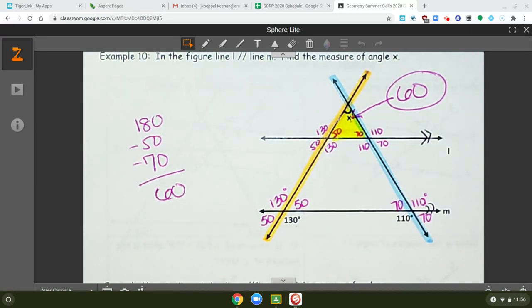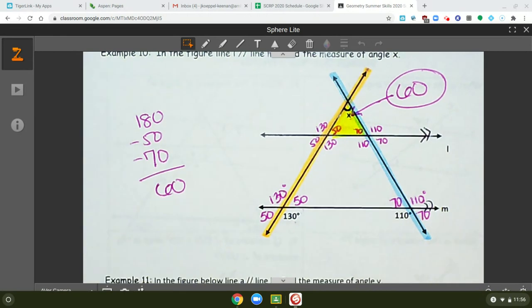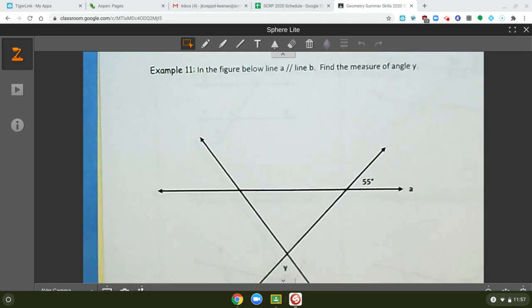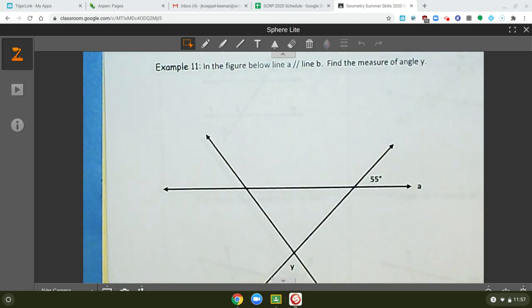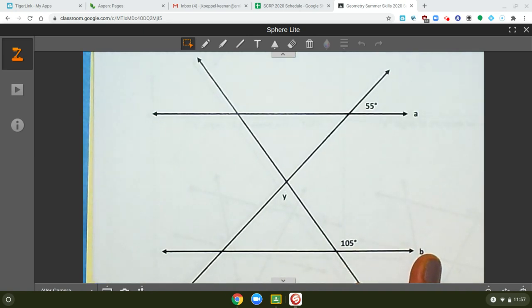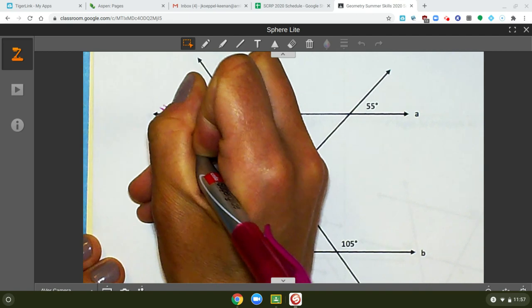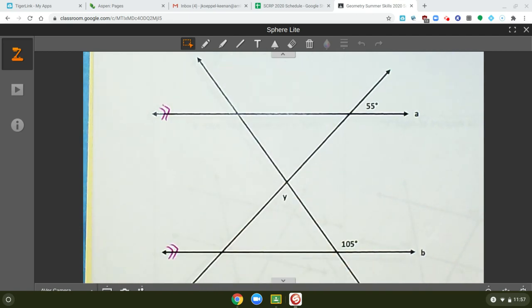All right. Final question. Let's take a look at number 11. In the figure below, line A is parallel to line B. We want to find the measure of angle Y. Okay, so line A is parallel to line B. So right away, I'm going to put those arrows. Those are my parallel lines.